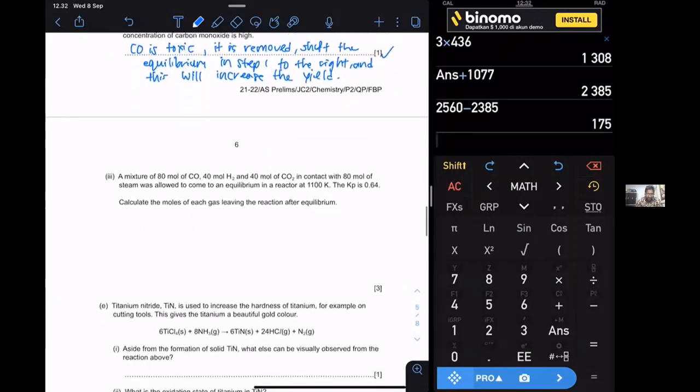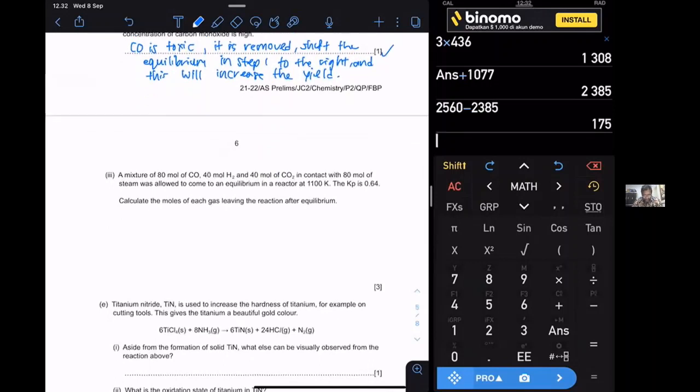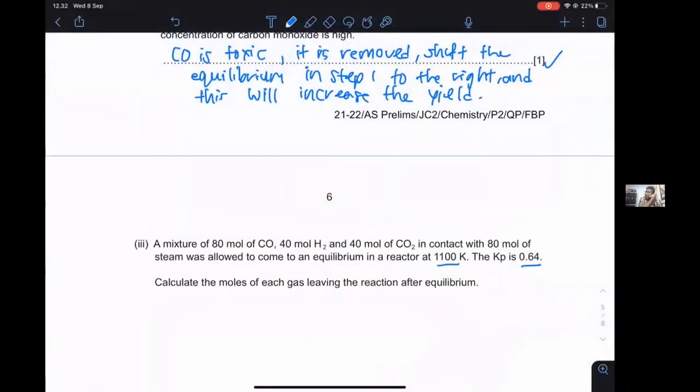Now next, a mixture of 80 moles of CO, 40 moles of H2, 40 moles of CO2 in contact with 80 moles of steam was allowed to come to an equilibrium in a reactor, and Kp is given. Calculate the moles of each gas leaving the reaction after the equilibrium. So how to do this? I'll remove the calculator first.